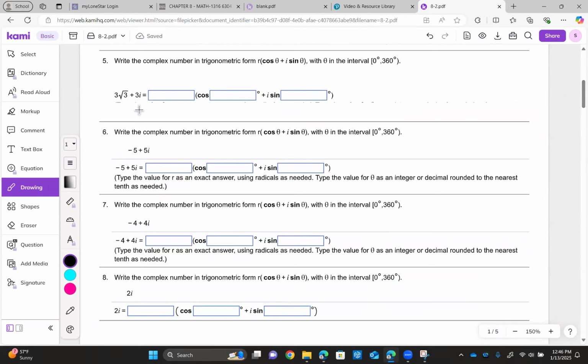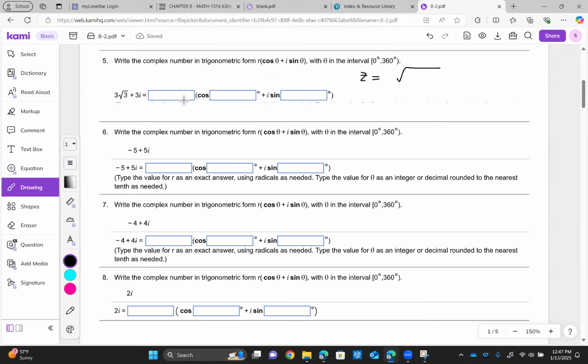So we have the rectangular form given, and we need to write this complex number in the form of r times cosine of theta plus r sine of theta, where theta is any angle from 0 to 360 degrees. So we have the rectangular form, but we want to change it to a number times cosine of an angle plus r sine of an angle. First of all, how do I find the number that goes here? We're going to call it z.